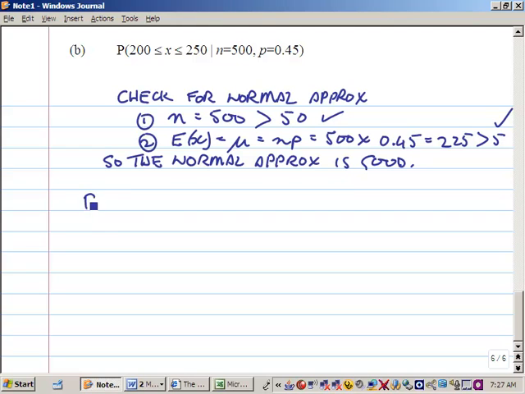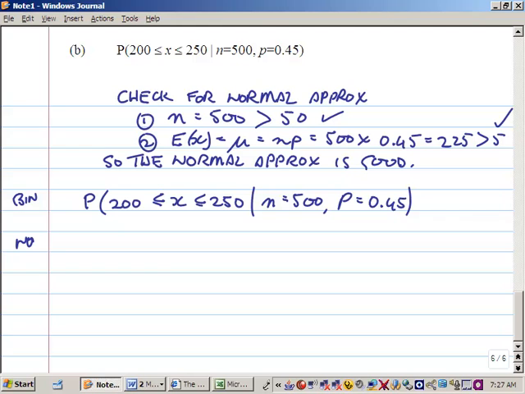Okay, so here we have our problem, and I'll just rewrite it. Probability of getting between 200 and 250 inclusive, with n of 500, p of 0.45. So this is our binomial. We can approximate to the normal now. It's approximately normal. Alright, we have our two limits.